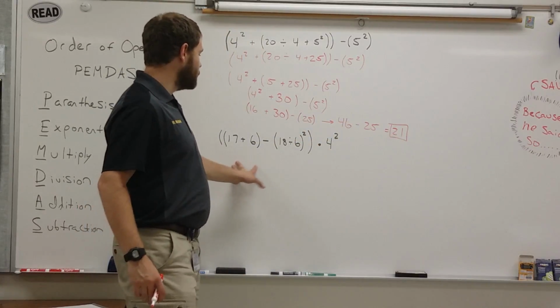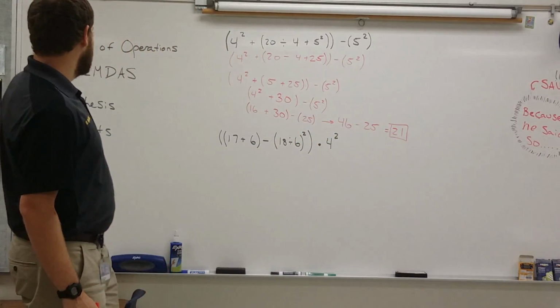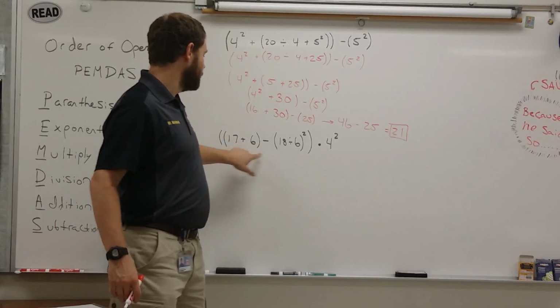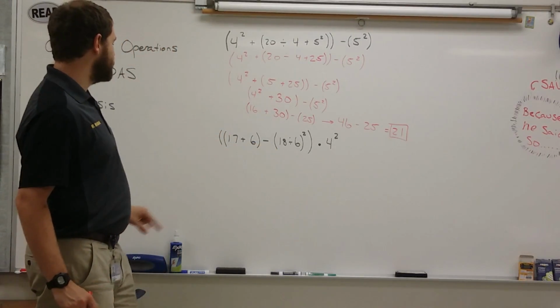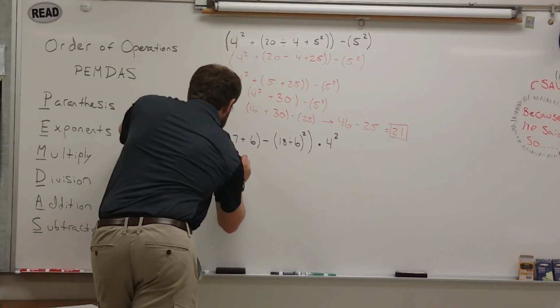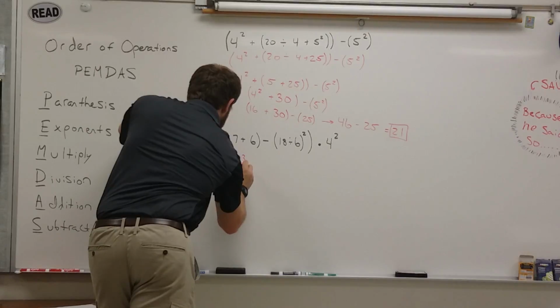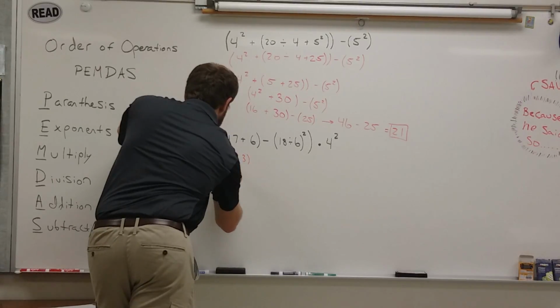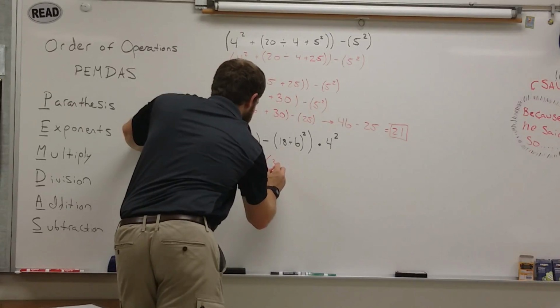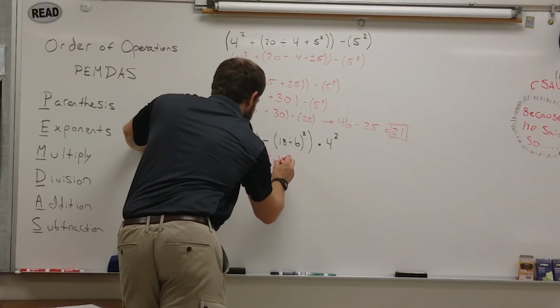In the next problem, we're going to do the same thing. As you can see, we're going to start off with innermost parentheses. We have 2 sets in here. In this set of parentheses, we just have addition, so we're going to add. So that would be 23. Here we have 18 divided by 6. That's 3. Or that's 3, not 23.